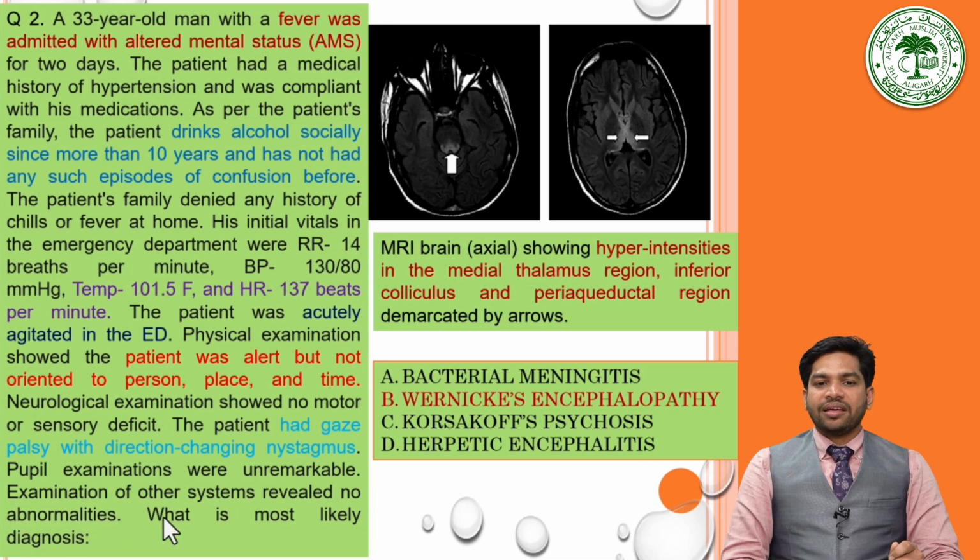And on MRI, we can see hyperintensities in the medial thalamus region, inferior colliculus and the periaqueductal region. So all these are features of thiamine deficiency on MRI. You can see here the GOA mnemonic that I told you: global confusion, ataxia and ophthalmoplegia is seen in this patient. So this is the diagnosis of Wernicke's encephalopathy. You can very well make the diagnosis in this way. This is all for today. Thank you.